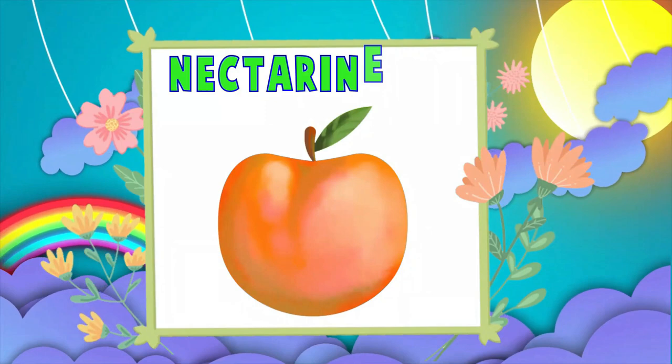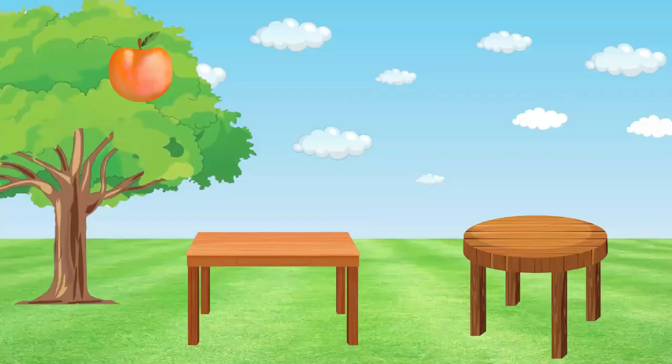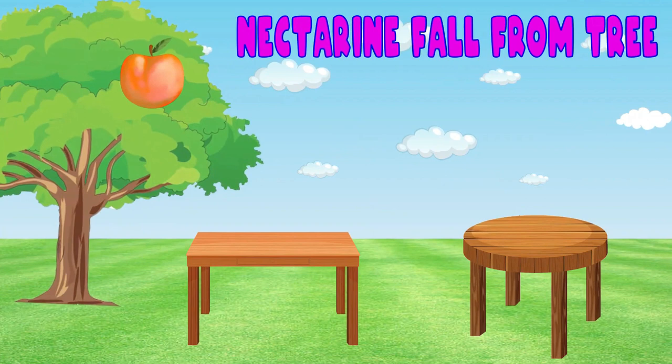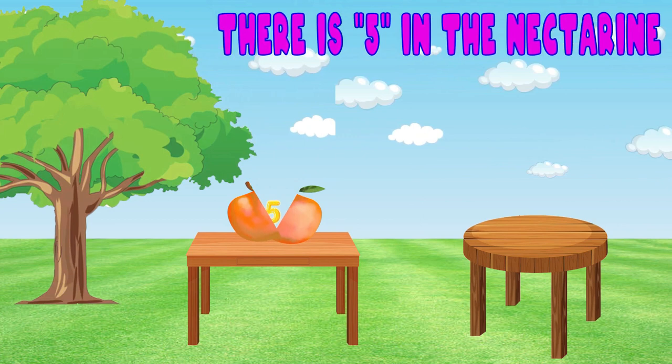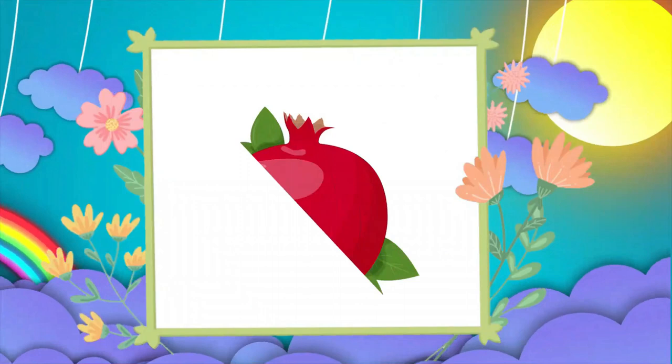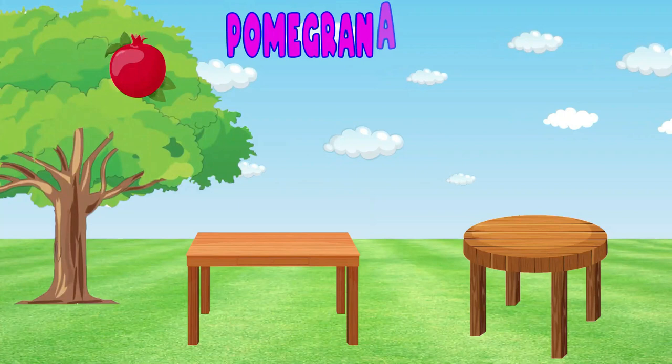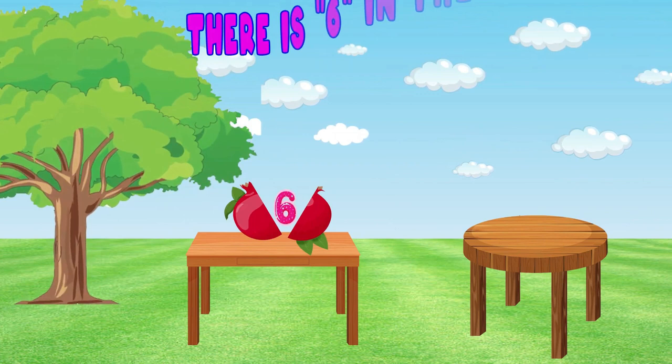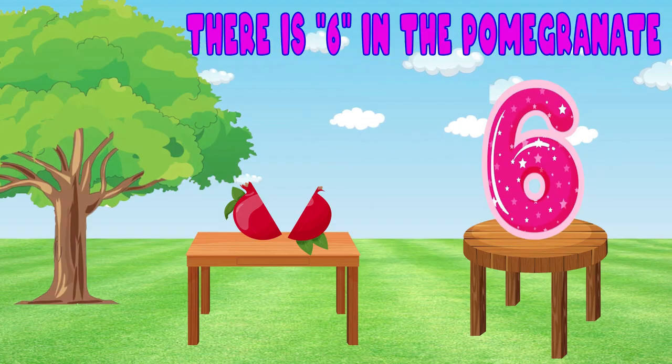Nectarine. Nectarine falls from the tree. Nectarine is broke. There is five in the nectarine. Glad. Pomegranate. Pomegranate falls from the tree. Pomegranate is broke. There is six in the pomegranate. Marvelous.